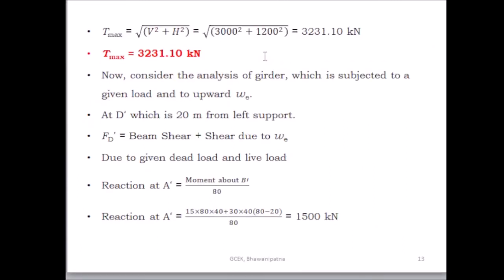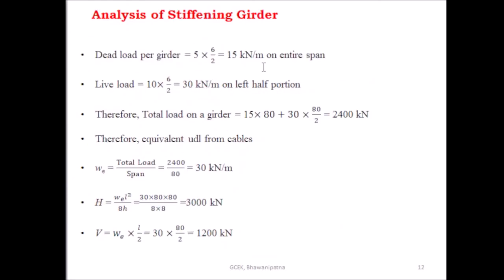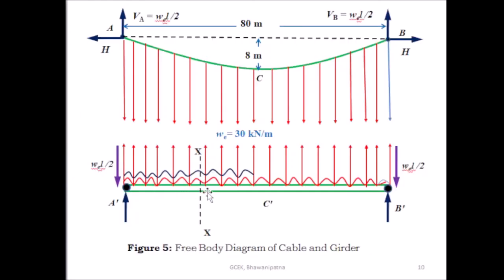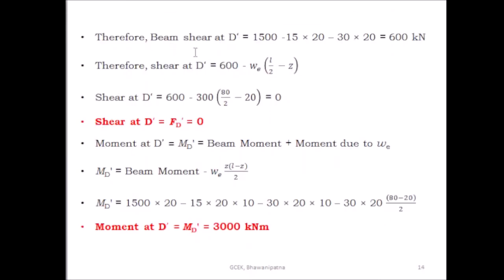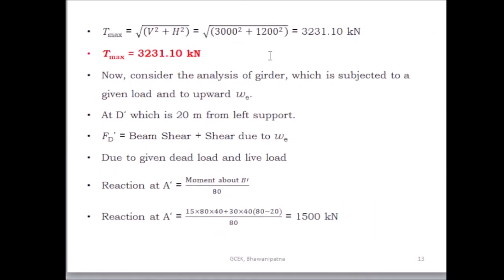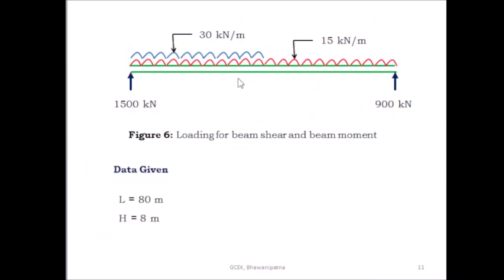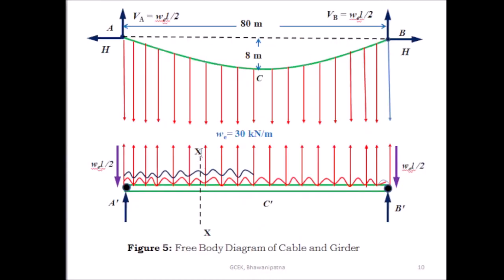Then you have to find out the beam shear at a section 20 meter from the A dash. What is the moment? First you have to find out the beam shear at D dash. So what is the reaction here? The beam shear you can find out here at a distance 20 meter from the A dash. Then what is the load present, live load and dead load for this portion. From this you can find out the shear force at the section D dash.